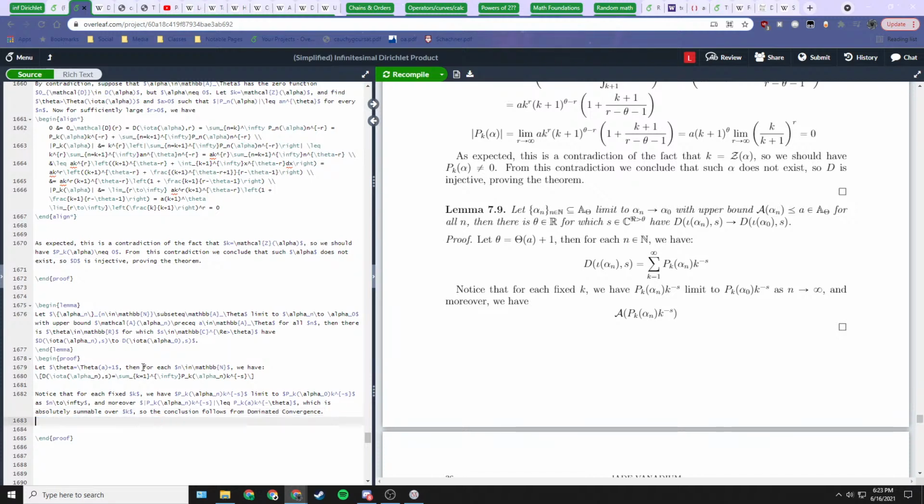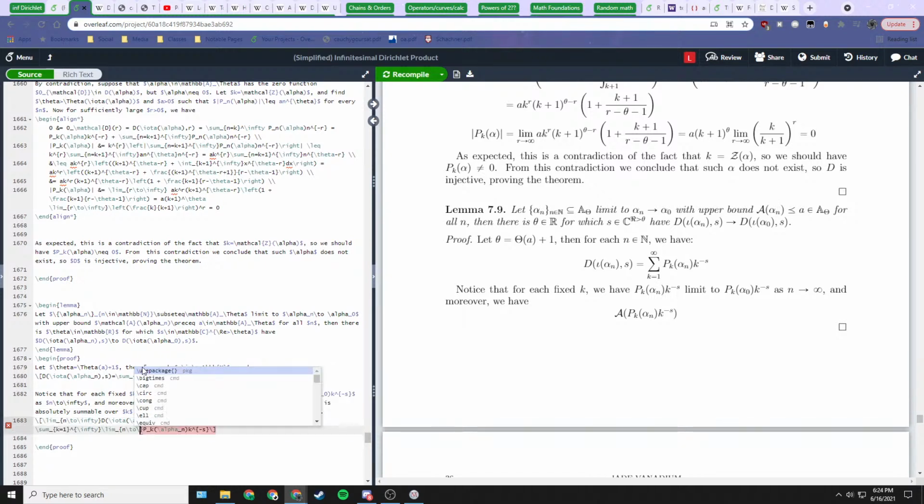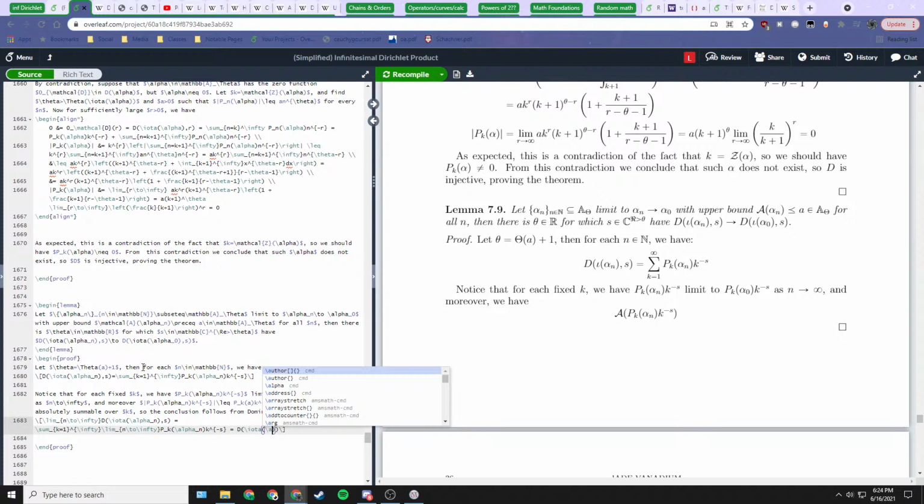Okay, and then we'll just say d of iota alpha n with s. If we take this limit as n goes to infinity, this is equal to the summation of this limit, but this is just d of iota alpha 0 with s.